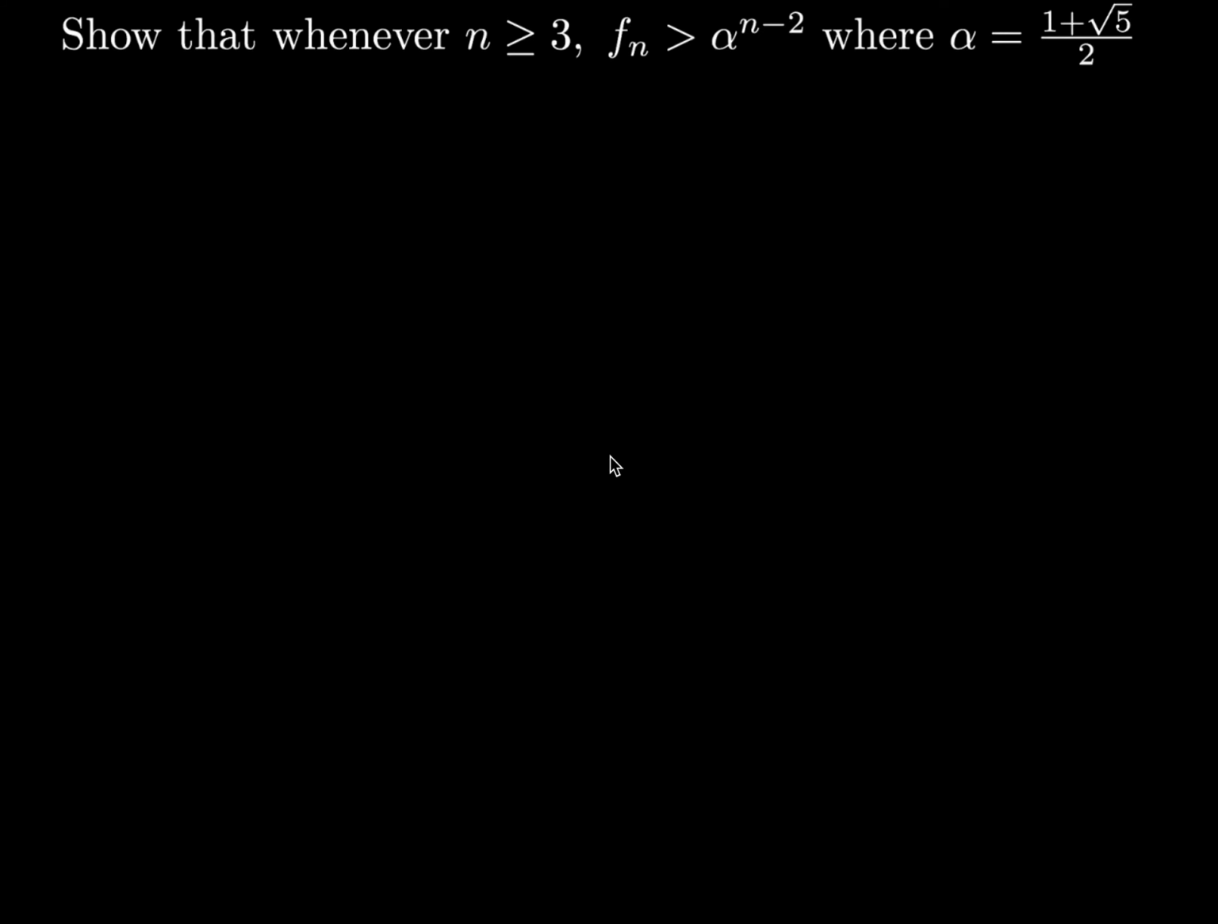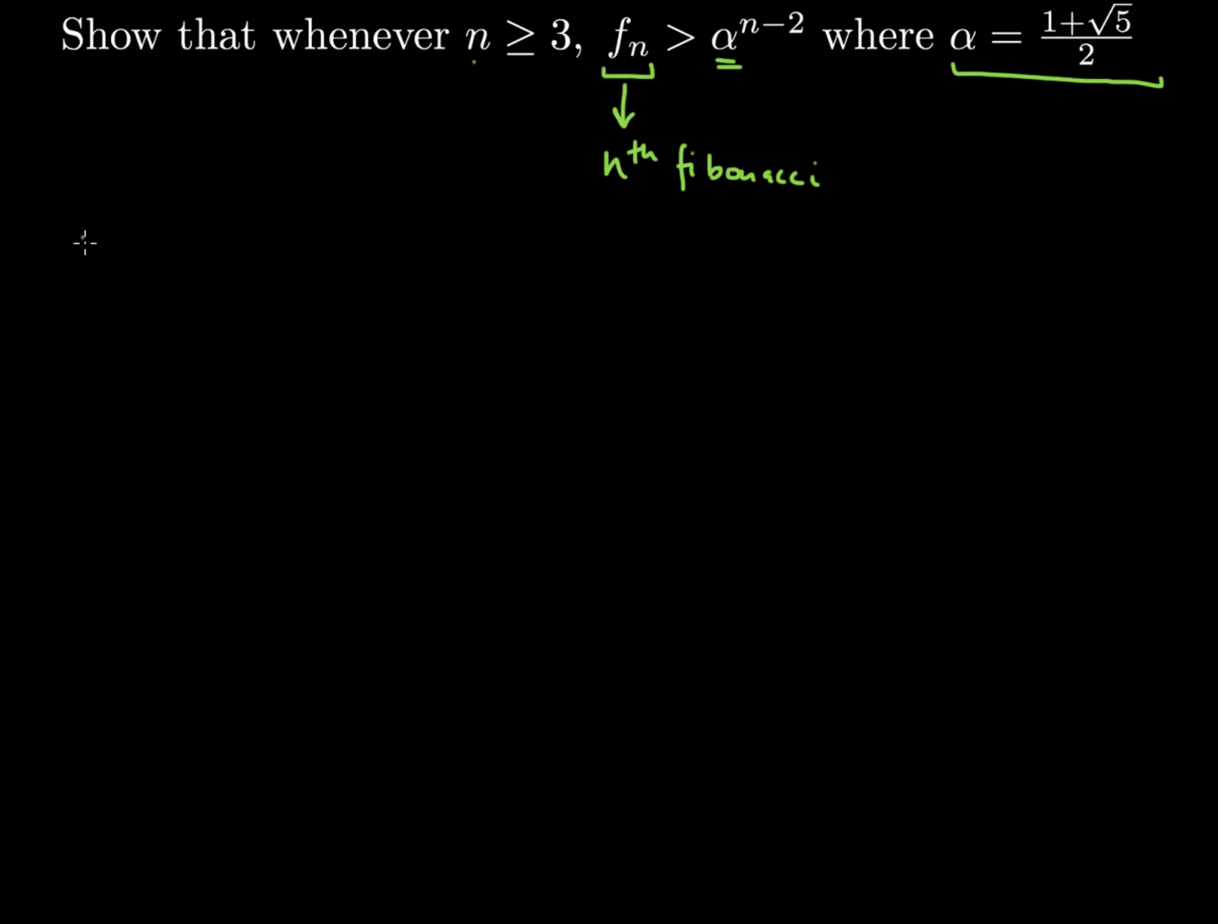The problem deals with strong induction, and it is as follows. I need to show that whenever n is greater than or equal to 3, f subscript n, the nth Fibonacci number, is greater than alpha to the power of n minus 2, where alpha is a constant equal to 1 plus root 5 over 2.